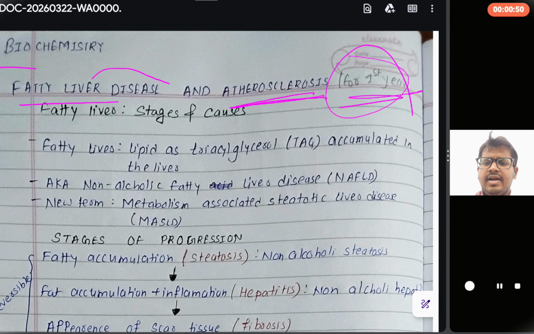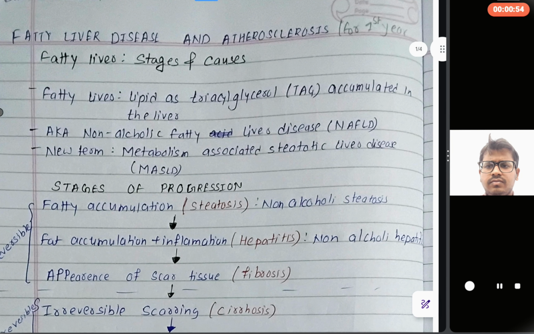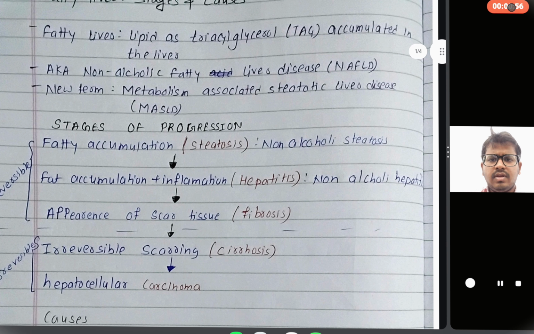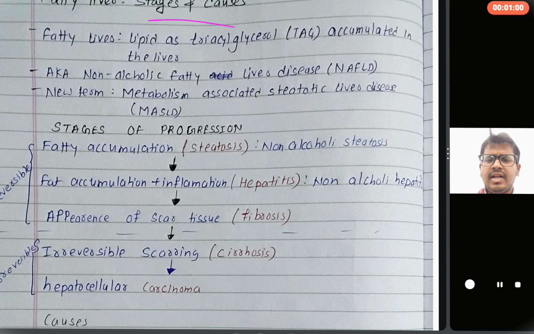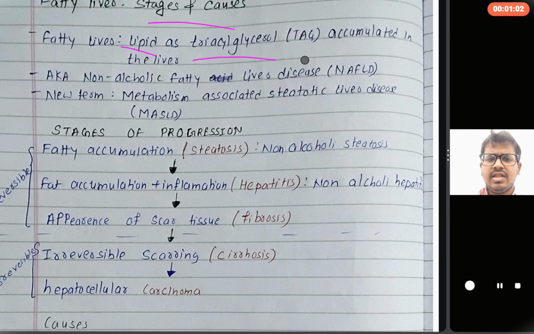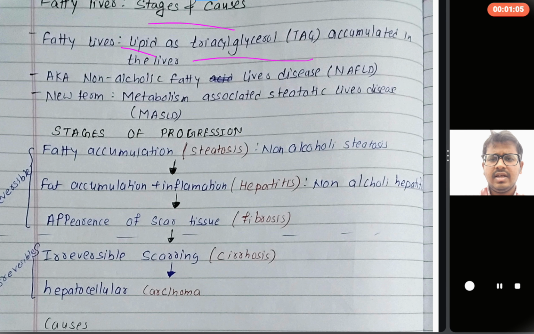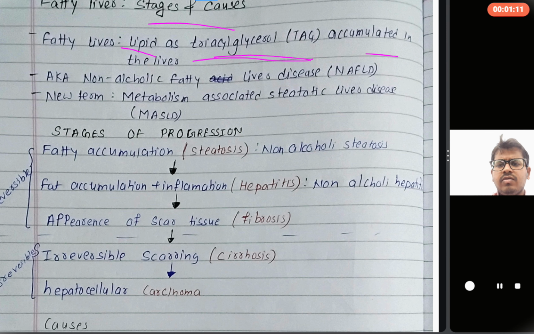First of all, starting with the fatty liver stages and causes. We talk about fatty liver stages. Fatty liver, what is fatty liver? Fatty liver is lipid as triacylglycerol accumulated in the liver. It is obviously accumulated inside the liver. It is also known as non-alcoholic fatty liver disease. In short form, we can say NAFLD.